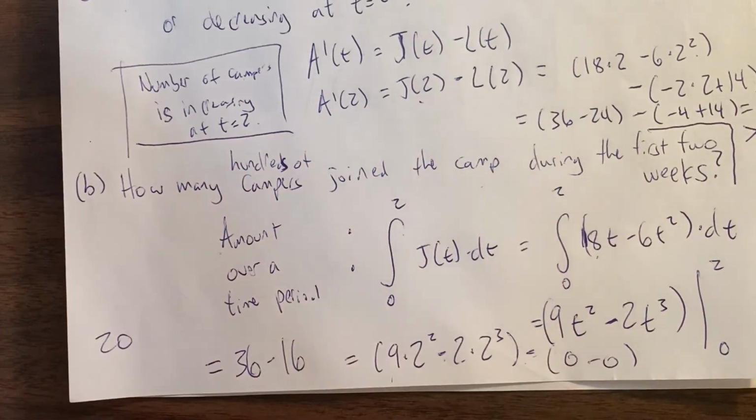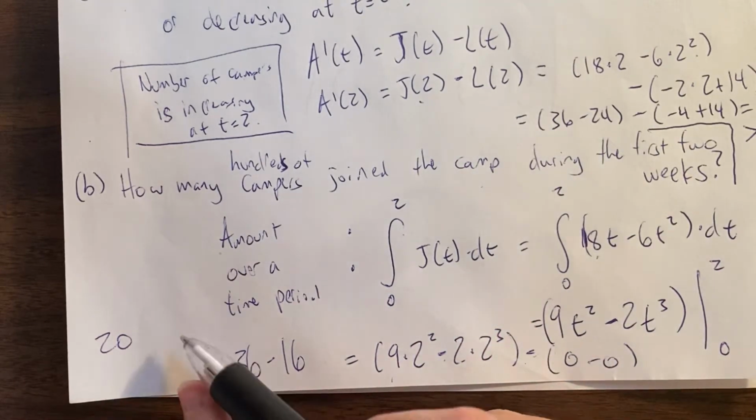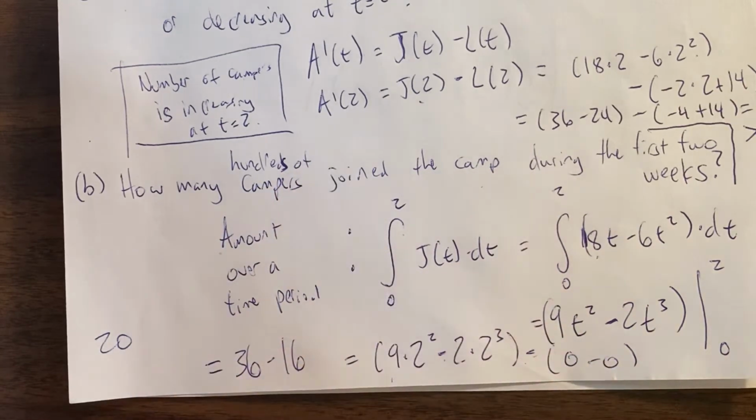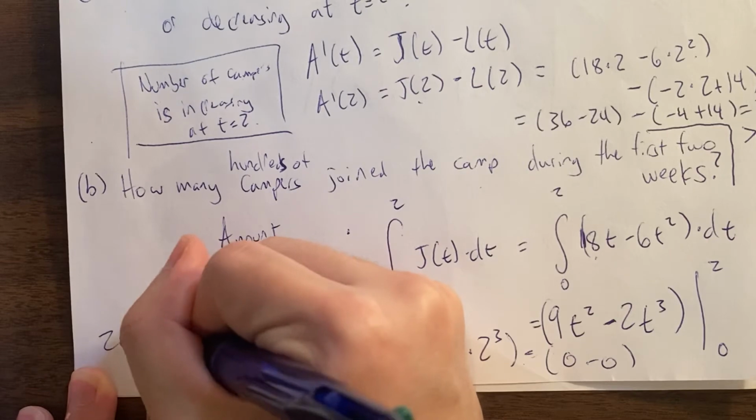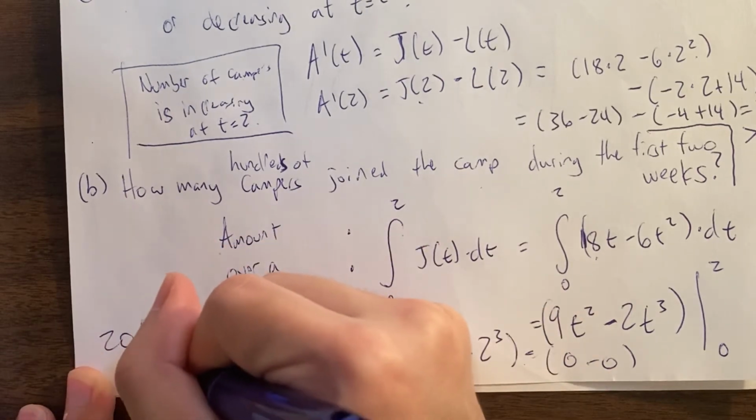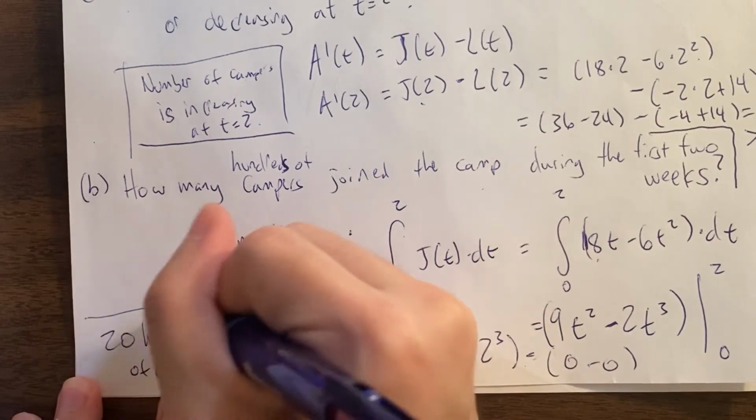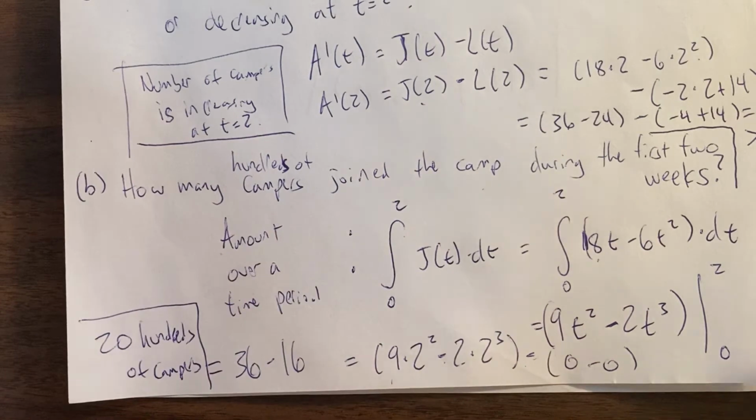But remember, let's just try to practice with units. I don't put units unless they ask me to, but in this case, there's no pressure. The units of this will be hundreds of campers. It's an amount of campers. Hundreds of campers. Notice that I'm not writing like 2,000 campers. It's just easier to keep the units consistent throughout the question.